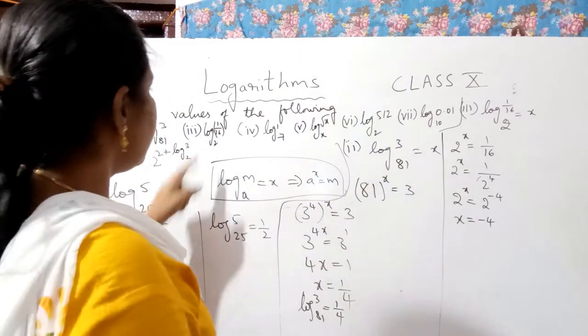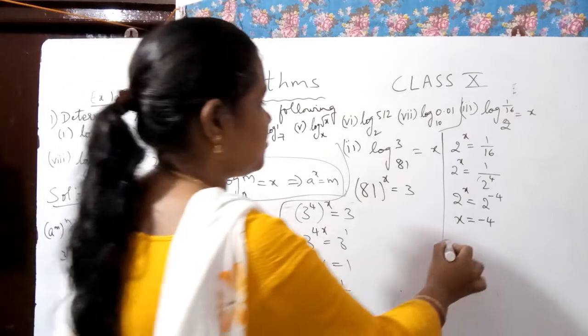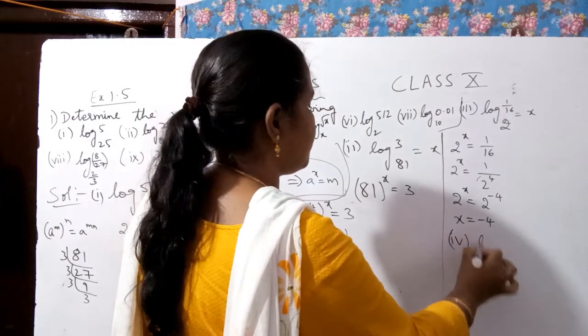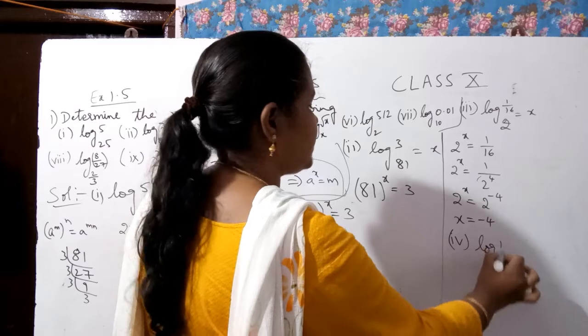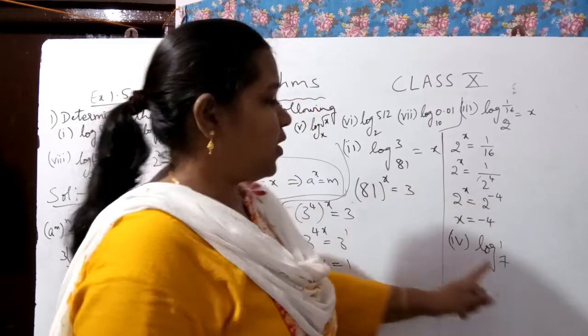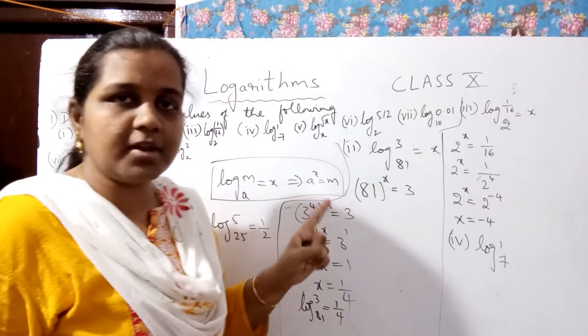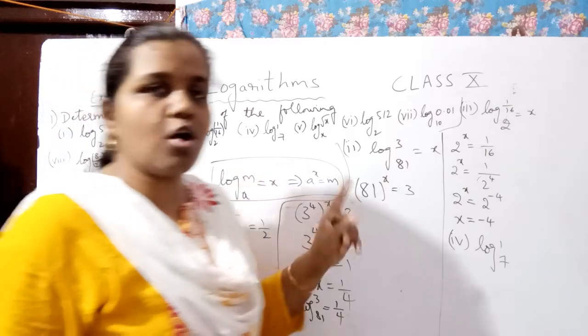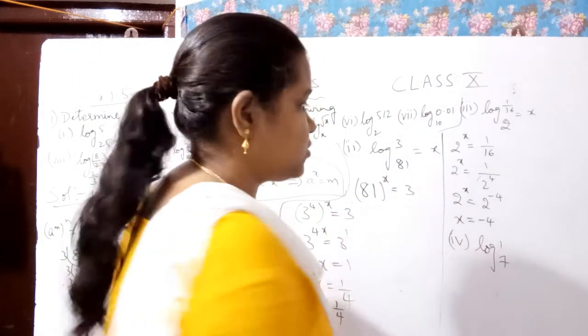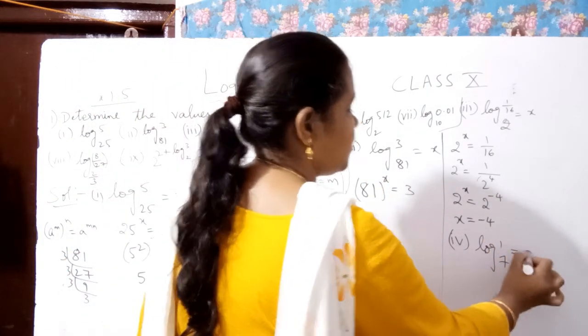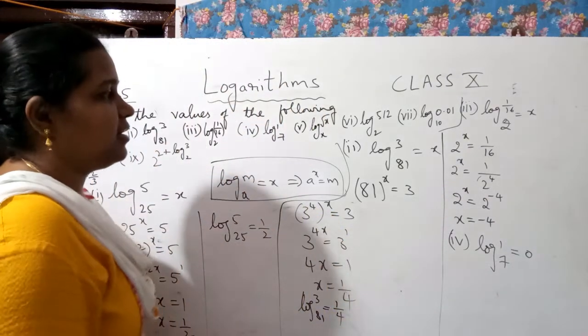Similarly, we have to do the fourth bit. What is the value of log 1 base 7? Whenever you have log 1, with any base, the log 1 value is always 0. So log 1 base 7 value is 0. You can write it directly.